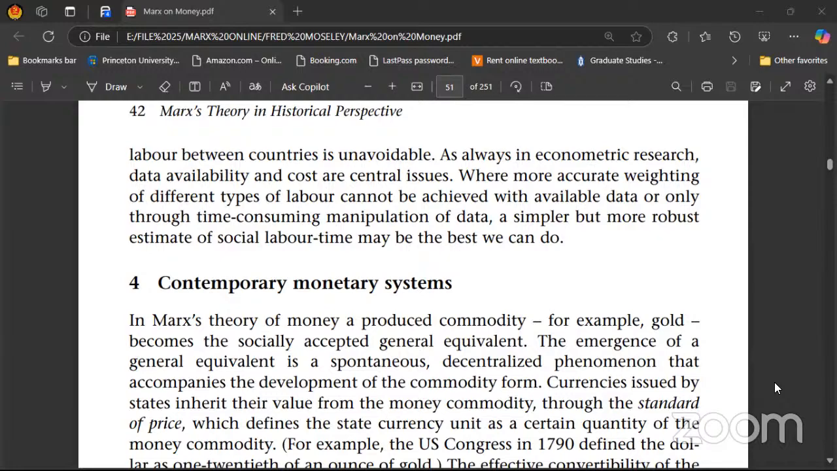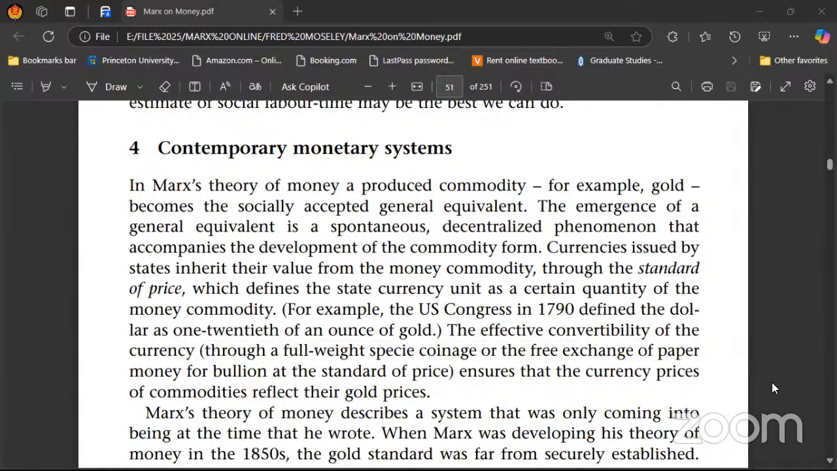In Marx's theory of money, a produced commodity, for example, gold, becomes the socially accepted general equivalent. The emergence of a general equivalent is a spontaneous, decentralized phenomenon that accompanies the development of the commodity form. Currencies issued by states inherit their value from the commodity, although the standard of price defines the state currency unit as a certain quantity of the money commodity. For example, the U.S. Congress in 1790 defined the dollar as 1/20th of an ounce of gold. Needless to say, not quite the same.